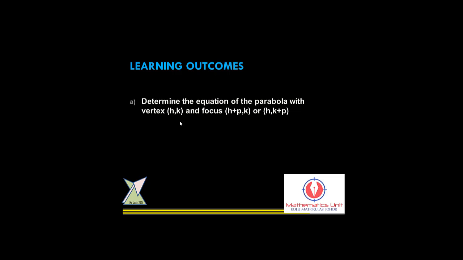By the end of the lesson, we hope that students can know how to determine the equation of a parabola with the components vertex and focus. Let us take a look at what a parabola is. From the definition, a parabola can be defined as a locus of points which are an equal distance from a given point and also a given line.